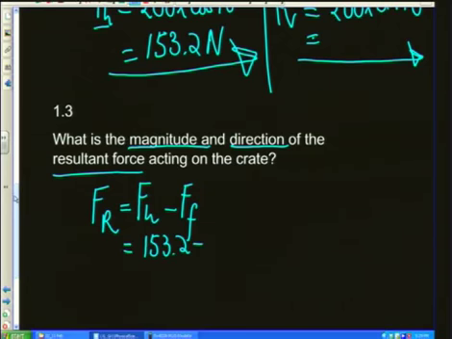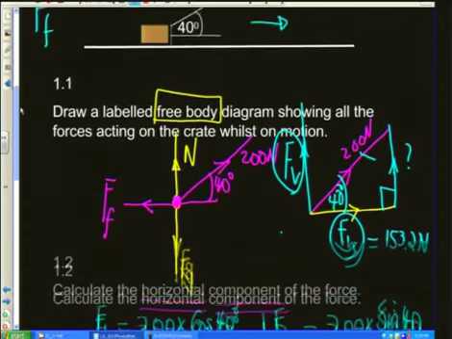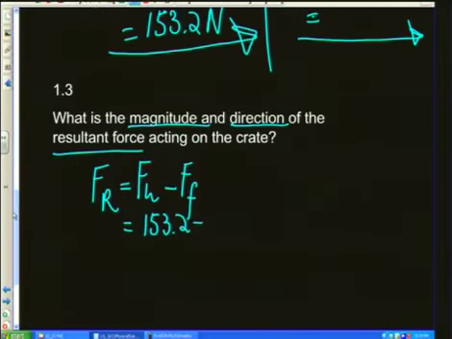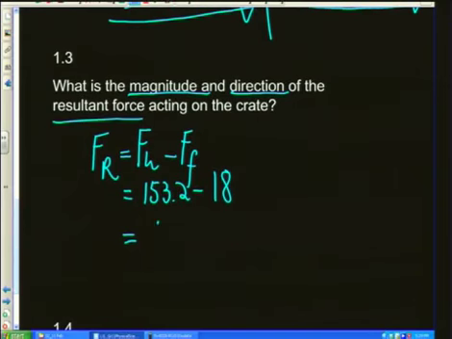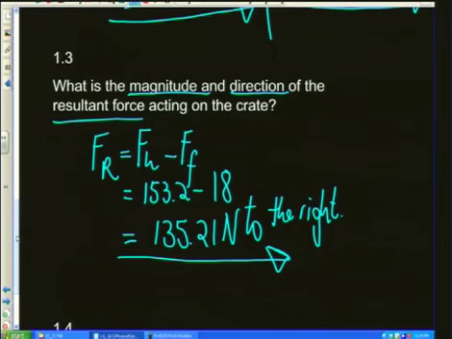What is the horizontal component? 153.2 minus, we are told that the friction is 18 newtons. So when it is moving, it experiences a frictional force of 18 newtons. And what does this work out to? That works out to 135.21 newtons. Now, this is a force, so it must have direction. It is to the right, the crate is moving to the right. So that is your resultant there.